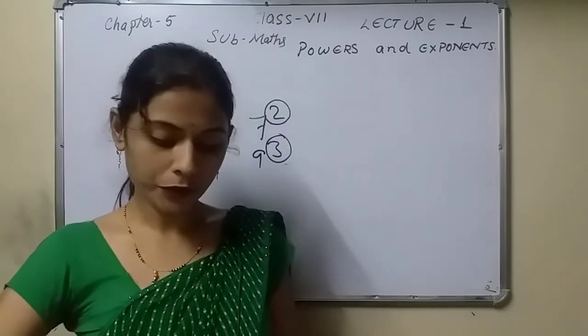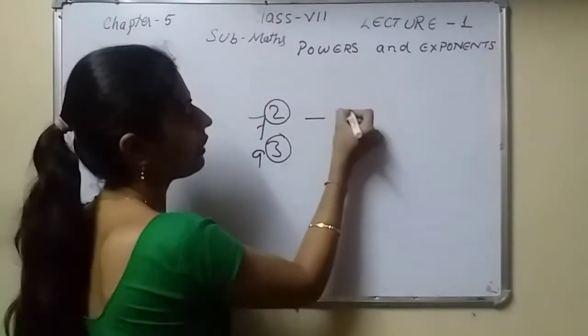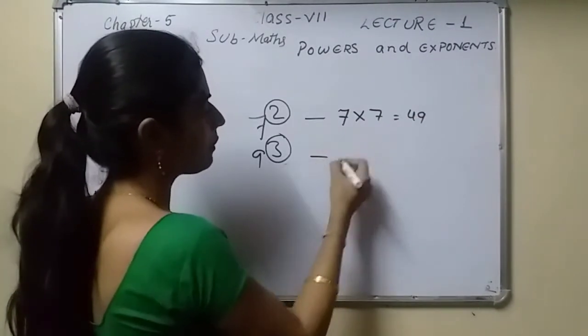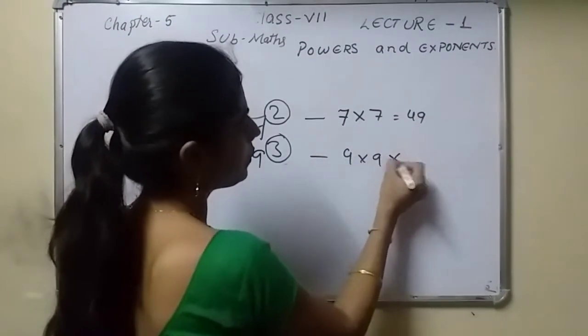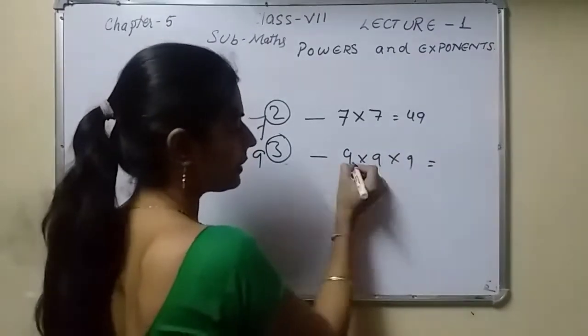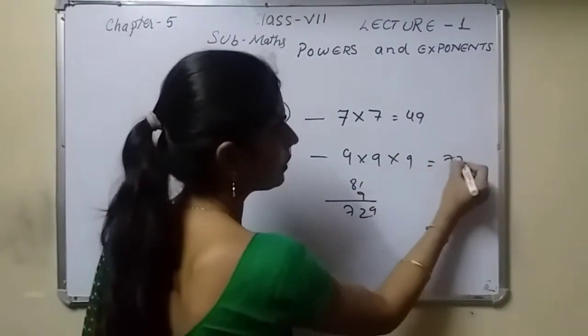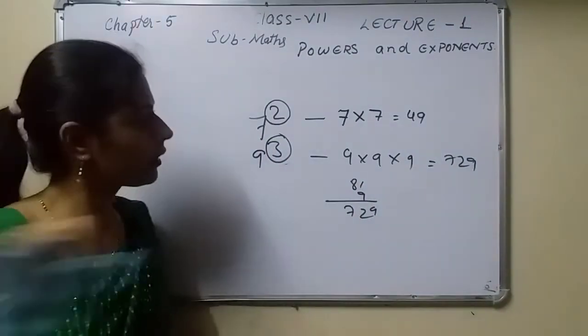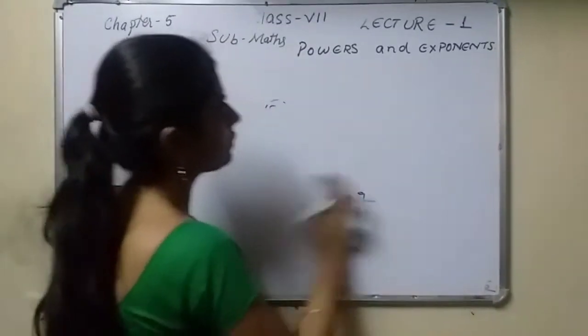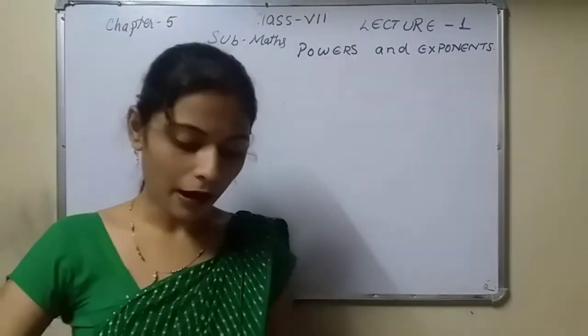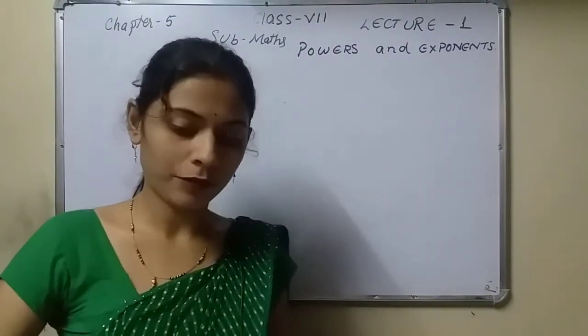7 raised to the power 2 means you have to write 7 into 7, which is equal to 49. 9 raised to the power 3 means 9 into 9 into 9. Multiply it: 9 9s are 81, 81 multiplied by 9 is 729. Okay. In this way you have to multiply the numbers according to the power.